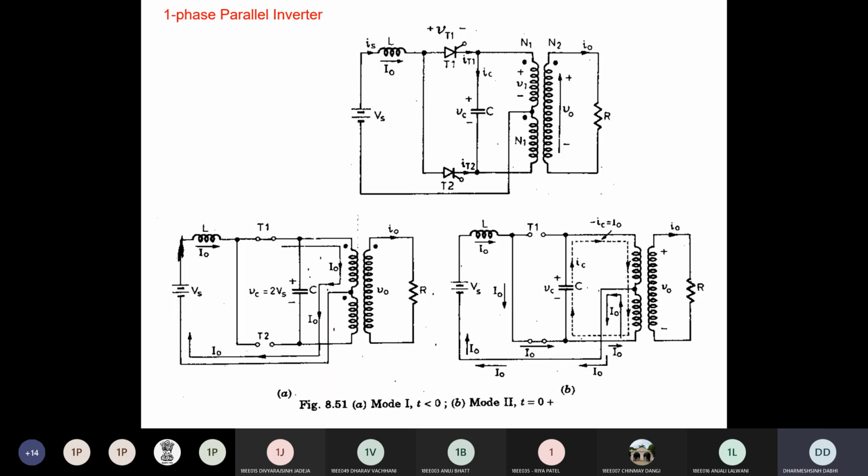So before T1 is on, your T2 is in on condition. So when T2 is on, that will charge the capacitor. Clear? We already put the capacitor which is already charged. Clear? We already put the capacitor which is initially charged at t less than 0 time.